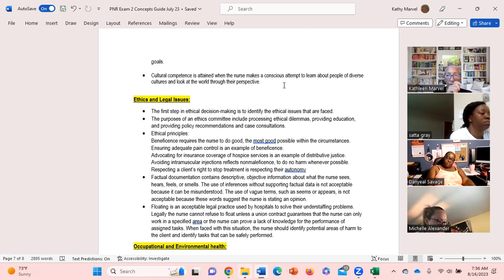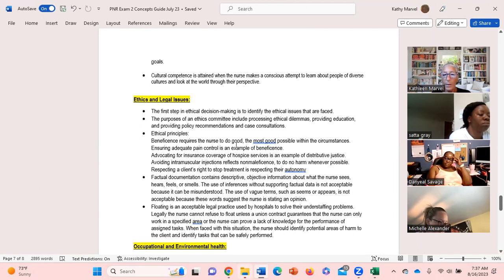Ethical principles, right? Beneficence. Remember, beneficence, we do good. So we do the most good possible within the circumstances. So maybe with a hospice patient, that includes providing adequate pain control. Do good. Non-maleficence is another one. Do no harm. It's all right in here. Do no harm.